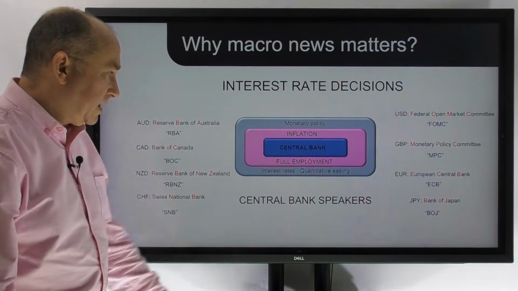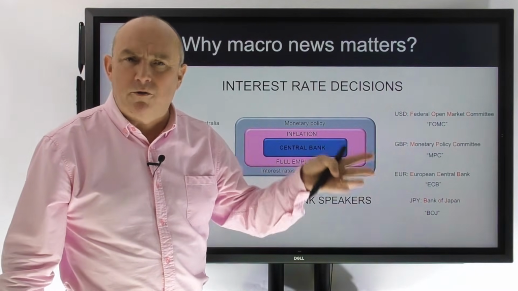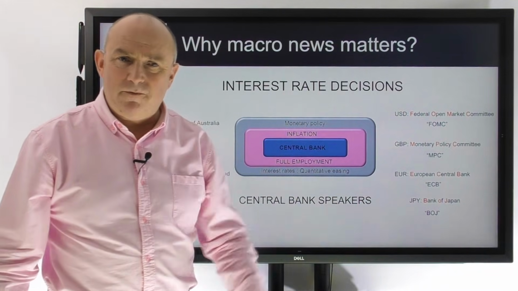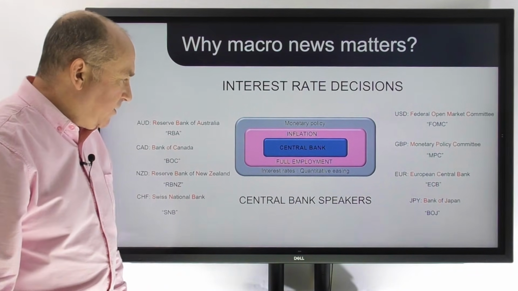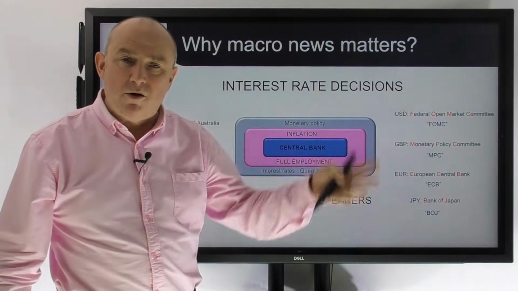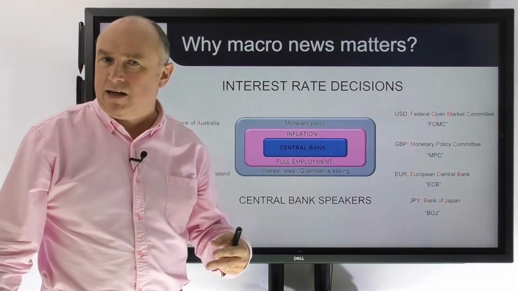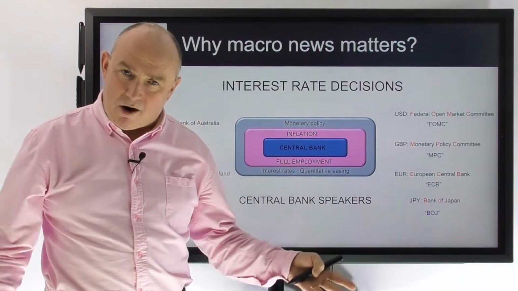And central bank speakers. Central bankers, they like the sound of their own voice. They're always on the news wires, always being interviewed, always getting their views out there, letting the economies and letting the traders and the investment world know what their line of thinking is. It's all part of the forward guidance policy that many have taken on these days. They don't want to shock the markets.